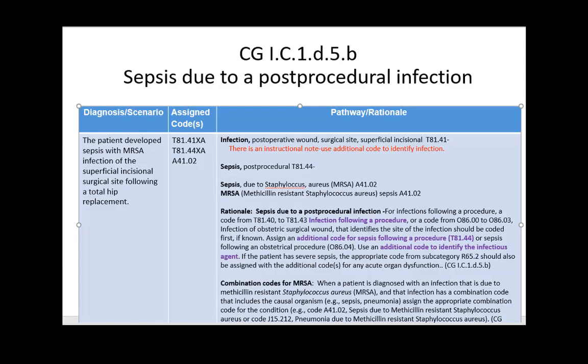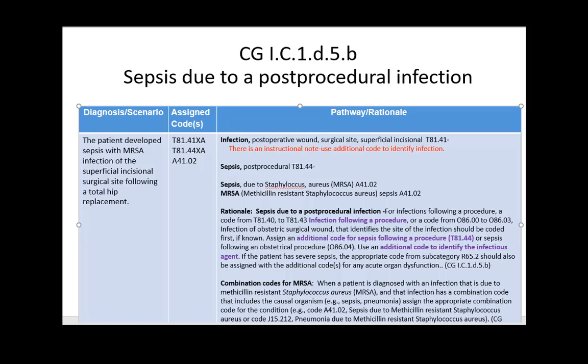Sepsis due to a post-procedural infection. This is another example where the guideline tells us exactly how to sequence the codes. The patient developed sepsis with MRSA infection of the superficial incisional surgical site following a total hip replacement. You see your main term infection, post-op wound, and a very specific description of surgical site, superficial incisional, T81.41-. When we go to that code in the tabular, there is an instructional note that says to use an additional code to identify the infection.